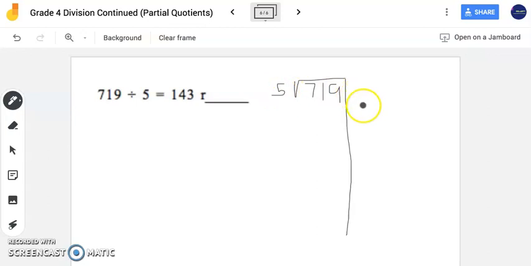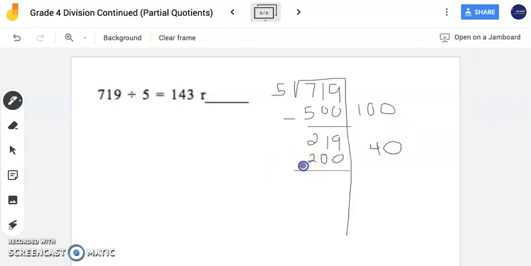Now, 5 times something gets me close to 719. Well, I know 5 times 100 is 500, so I'm going to use that again. It was something I can quickly recall. So now when I subtract here, I'm left with 219. And I do know that 5 times 4 is 20. So 5 times 40 is 200. Now when I subtract here, I'm left with just 19.